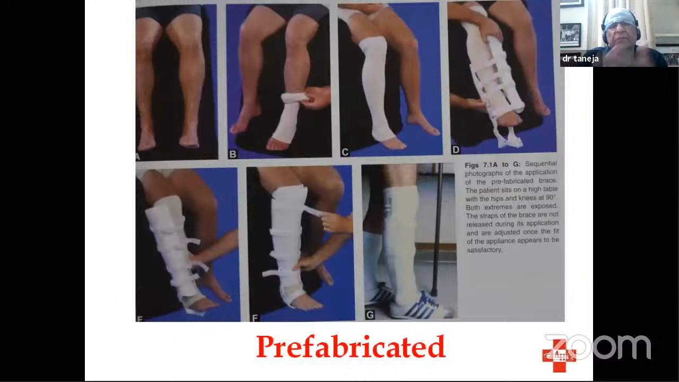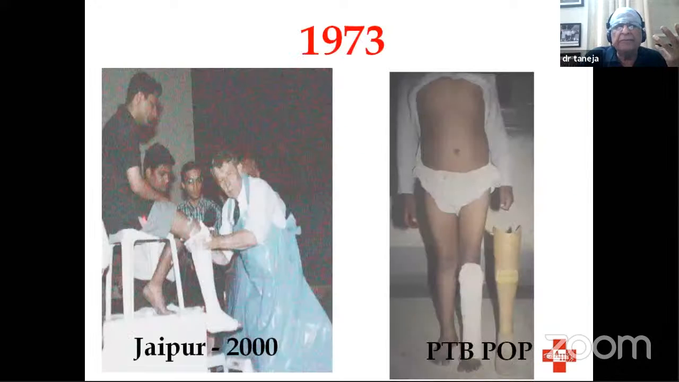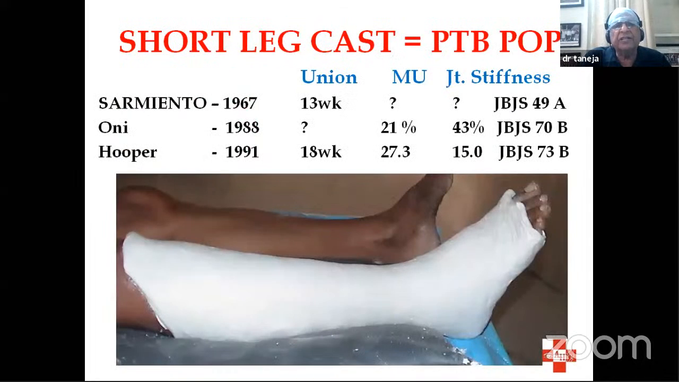This is some of the thermoplastic material taken from the Sarmiento book. The PTB plaster, PTB thermoplastic material, Sarmiento has been talking about since way back in 1960. In 1973, we have been doing this cast bracing. In the Jaipur 2000 conference, I invited Sarmiento, my role model, and he demonstrated how a PTB plaster is done. These are some of the results of the short leg cast as compared to the PTB plaster. You will find there's not much difference among different authors.